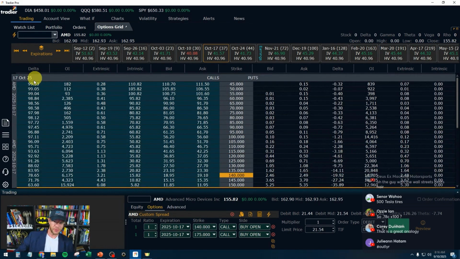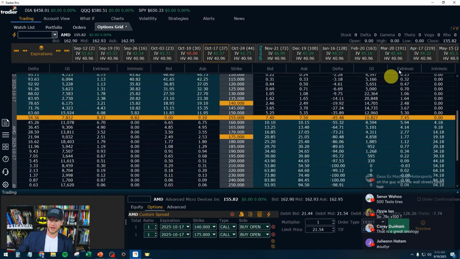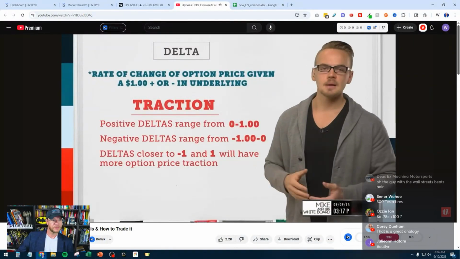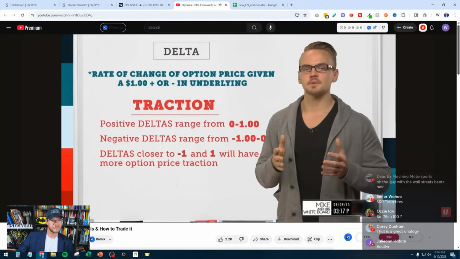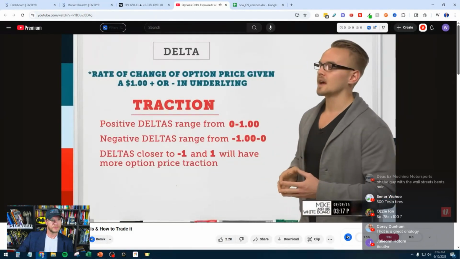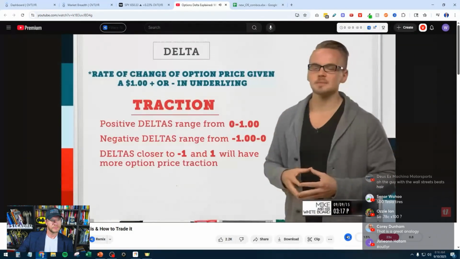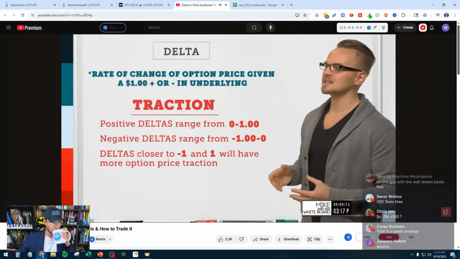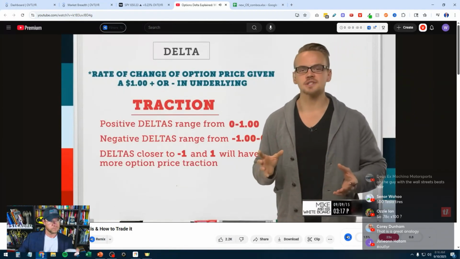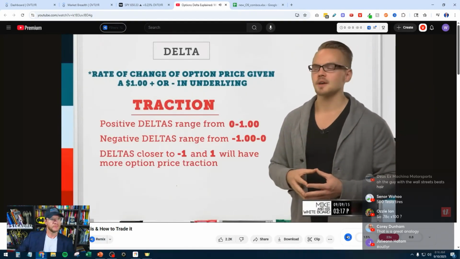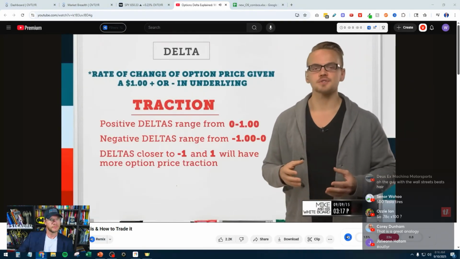And the deeper you go in the money, the closer you get to 100. You can never max it out. And he's probably going to say exactly that, 100 shares of stock, which we'll get into later. But when we're looking at options, you're going to see that range for positive deltas between 0 and 1.0. On the flip side, negative deltas range from -1 to 0. And basically, all you really need to know with traction is that deltas closer to -1 and +1 will have more option price traction.